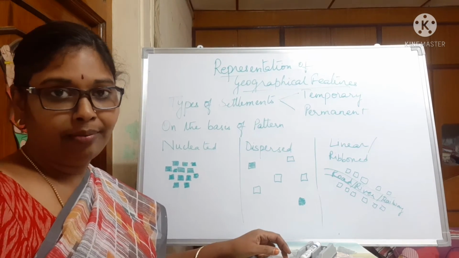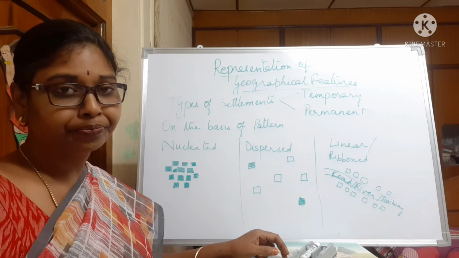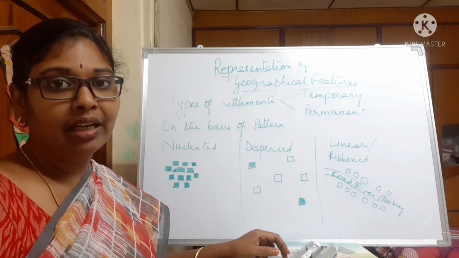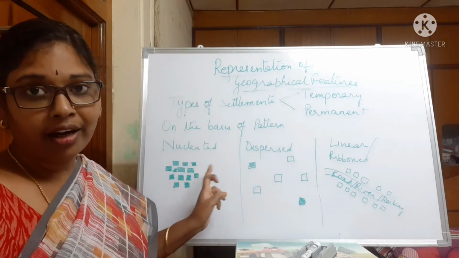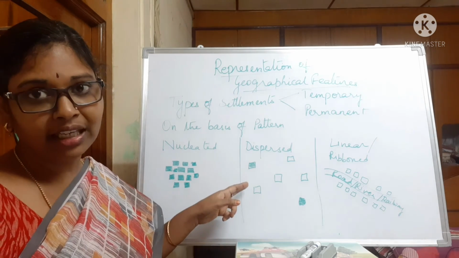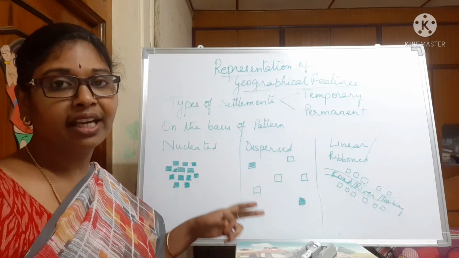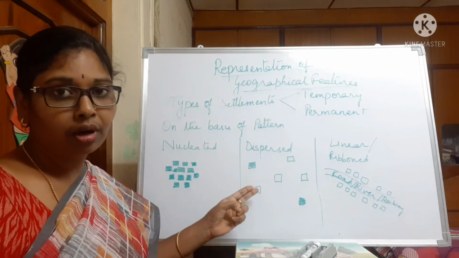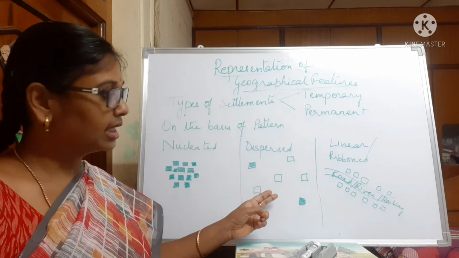Nucleated settlements are very near to each other, and most of these are permanent settlements. These nucleated settlements are generally found where you have abundance of water supply, job opportunities, and where people have healthier living conditions. In contrast, dispersed settlements are found in harsh climatic conditions where you do not have many job opportunities, where you do not have good agricultural soil, and where you do not have good water supply.